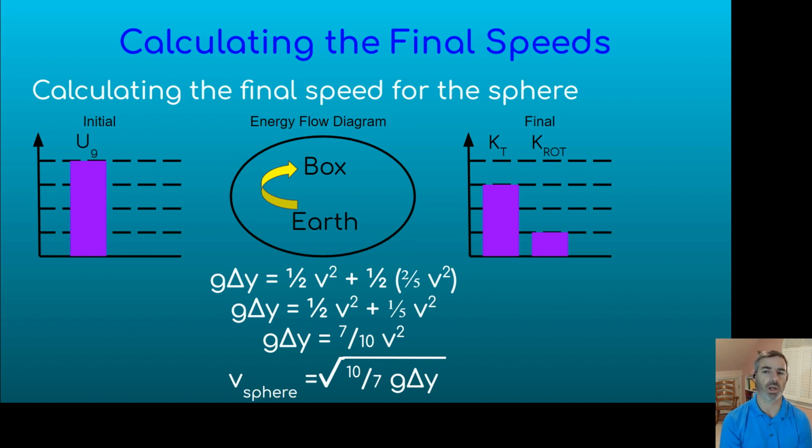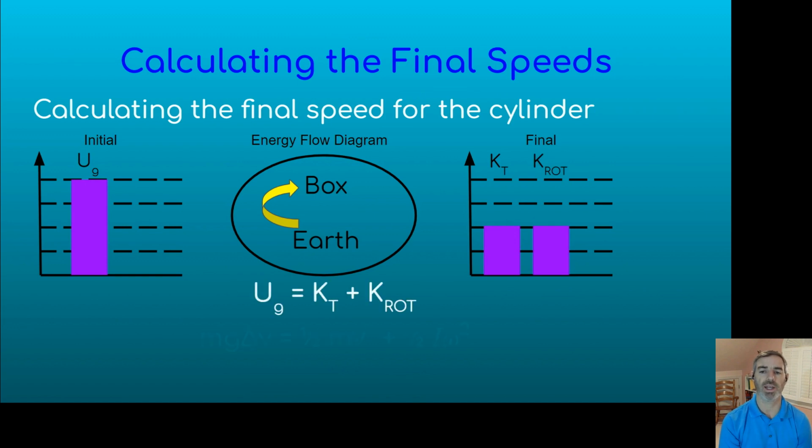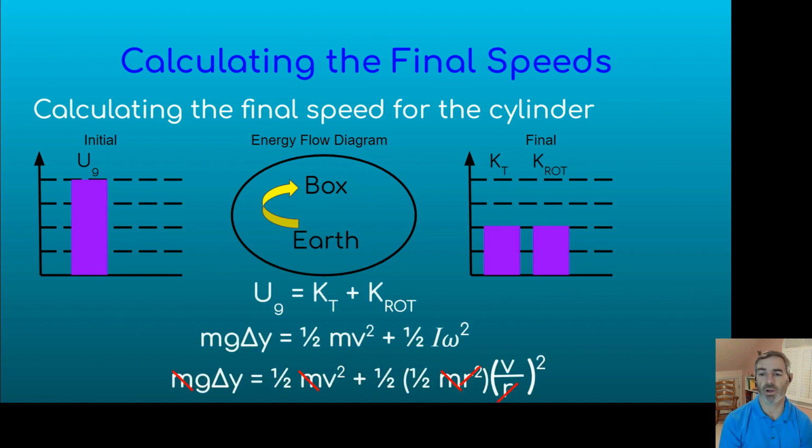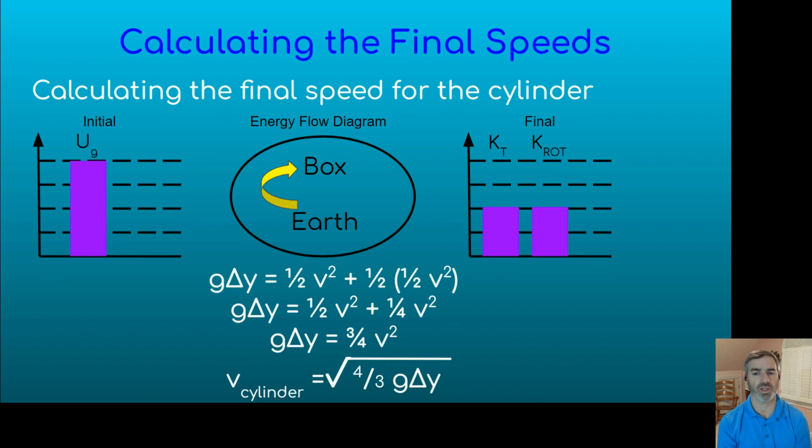So we're going to go through this one a lot quicker. We've got our system, same UG, but now the translational is not as large, so there's more rotational kinetic energy. And as we substitute in and cancel things out, we can clean that equation up for our conservation of energy, so we can finish solving for our velocity. And we find that the velocity of the cylinder is equal to the square root of 4/3 g delta y. And that 4/3 coefficient is different from our previous ones with the box and sphere.